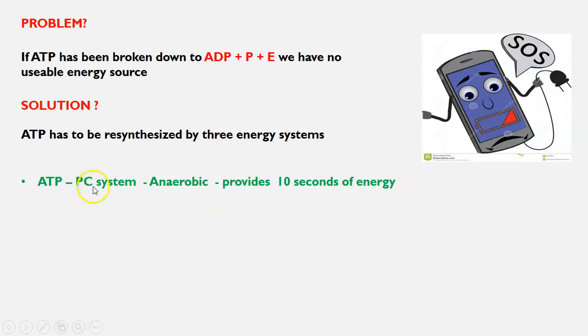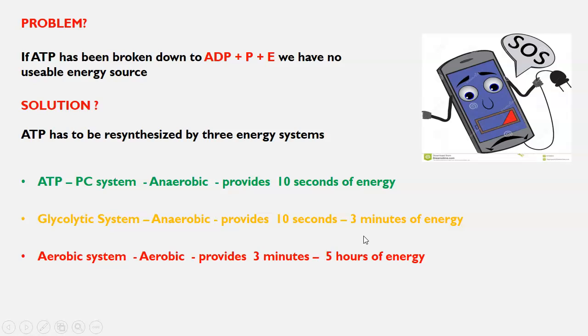The ATP PC system, which is an anaerobic system, provides energy for 10 seconds. Following this 10 seconds, we no longer have ATP. So we have to use a different energy system called the glycolytic system, which is another anaerobic energy system, and this provides energy for 10 seconds to 3 minutes. Then once that's gone, we're going to have no ATP, so we need to recharge it again, and then we use the aerobic energy system. This provides work or energy from 3 minutes to 5 hours.